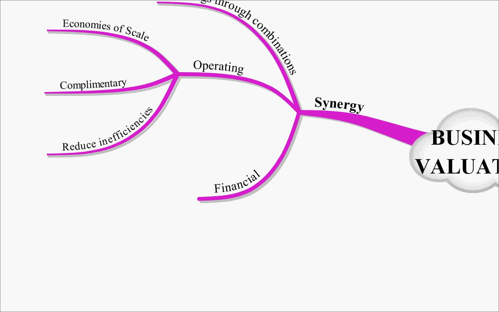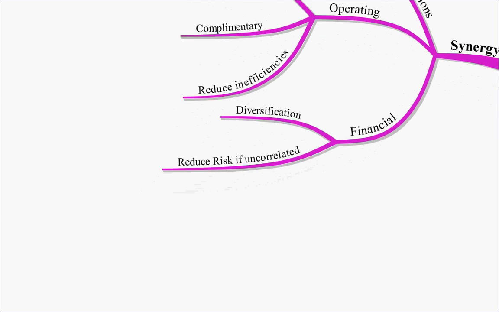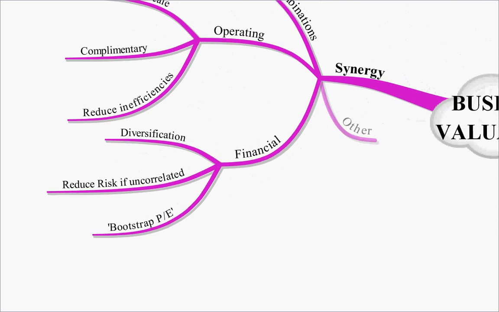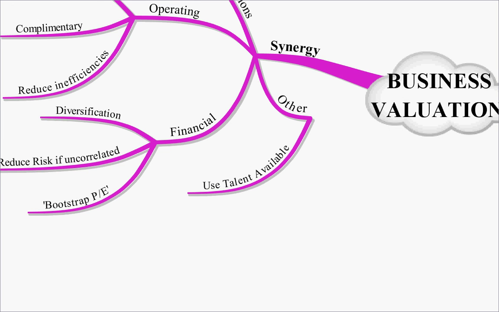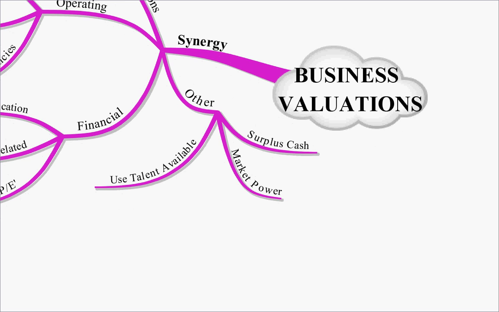Financial efficiencies, well, these will be got through diversification, reducing the risk if you're buying an uncorrelated business, or what's called the bootstrap price to earnings ratio, and we'll look at that in a bit more detail later. Other synergies might be the use of some talent that you have available in the firm, use of surplus cash, or simply increasing your market power. Okay, so those are all the synergies you're trying to get by buying a business.